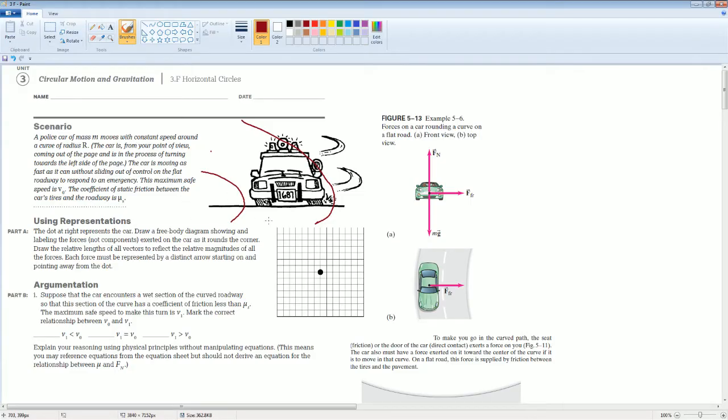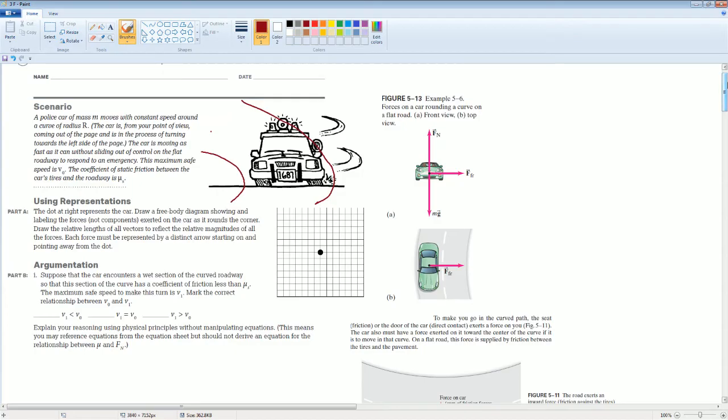The car is moving as fast as it can without sliding out of control on the flat roadway to respond to an emergency. The maximum safe speed is v naught. The coefficient of static friction between the car tires and the roadway is mu S. Again, it is considered static friction because the tires are revolving.